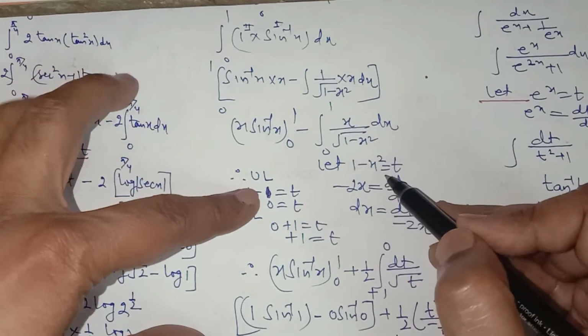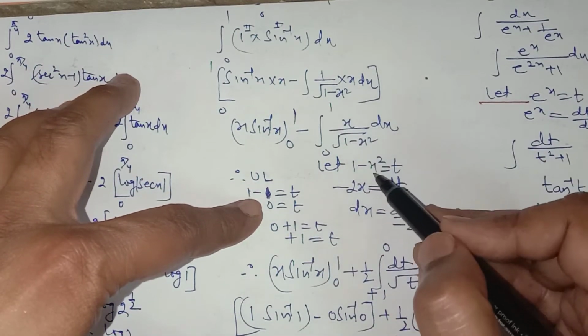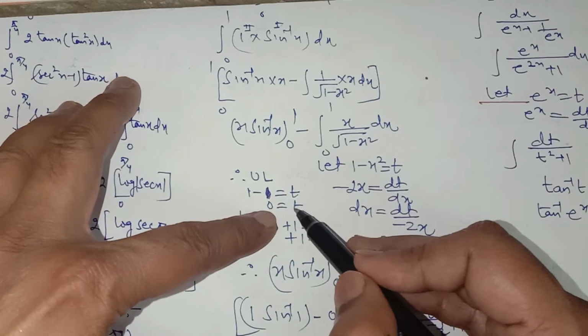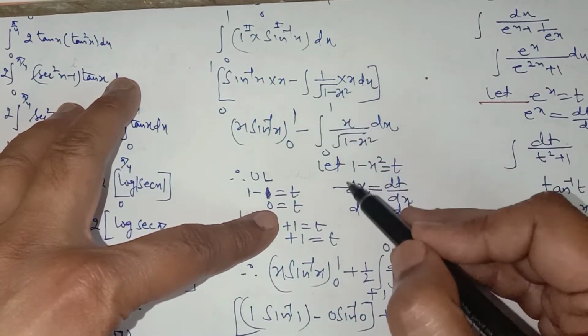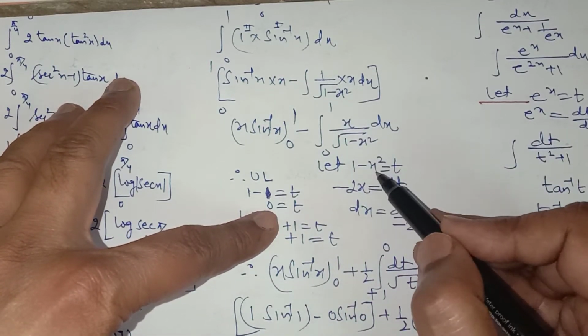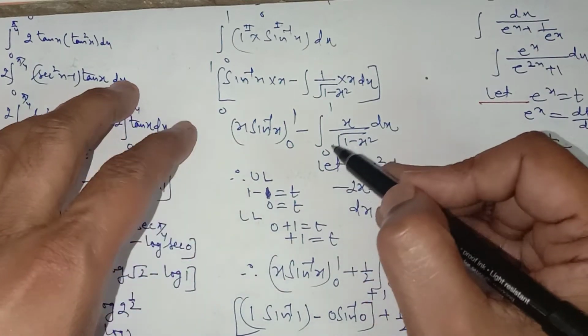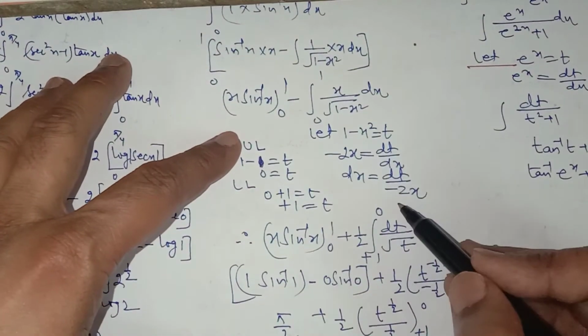So we have let 1 minus x square, so upper limit is 1, so replace x by 1, so 1 minus 1 will be 0. So in terms of t, upper limit is 0. Lower limit is 0, so 1 minus 0 will be 1, so lower limit will be 1. So it will be 1 to 0.